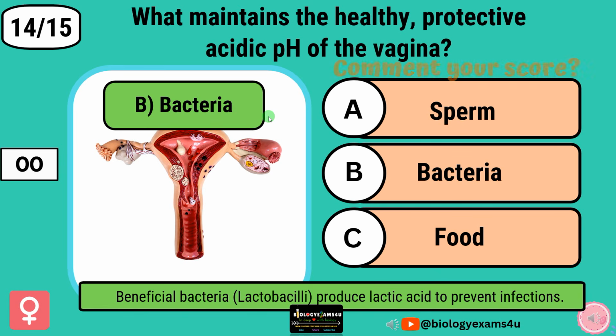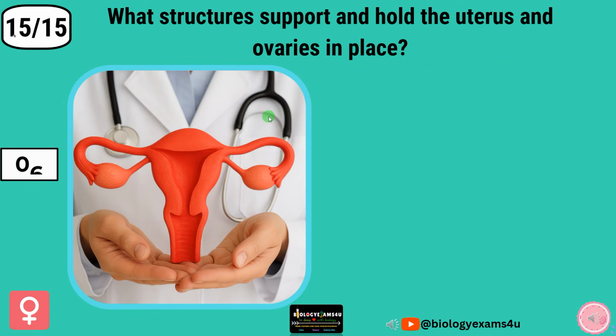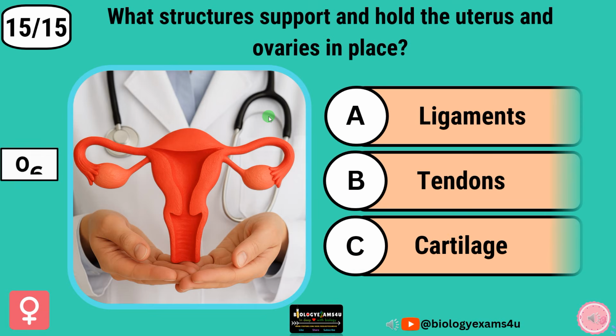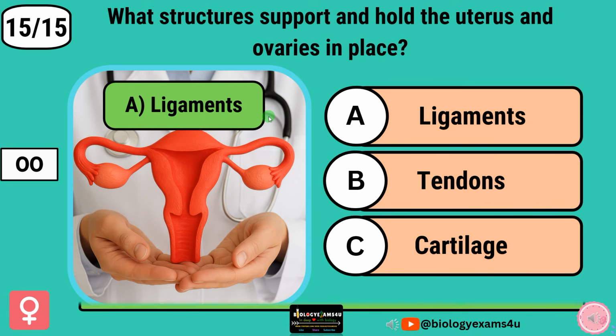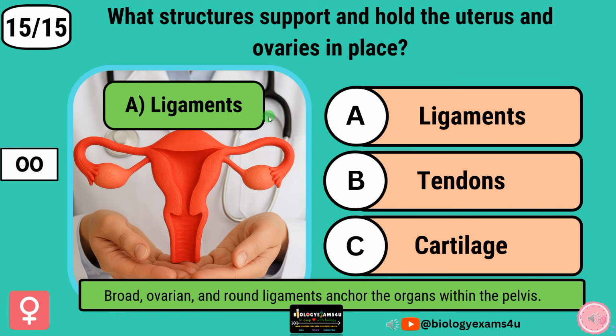And the final question. What structures support and hold the uterus and ovaries in place? Option A, ligaments, tendons, cartilage. The answer is the ligaments. The ligaments anchor the organs within the pelvis.